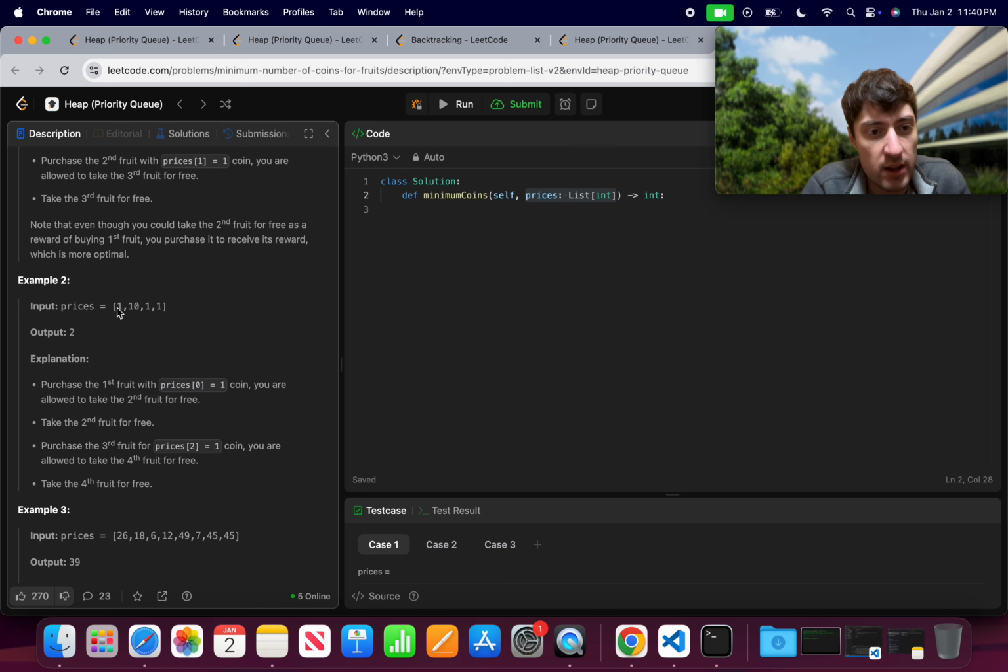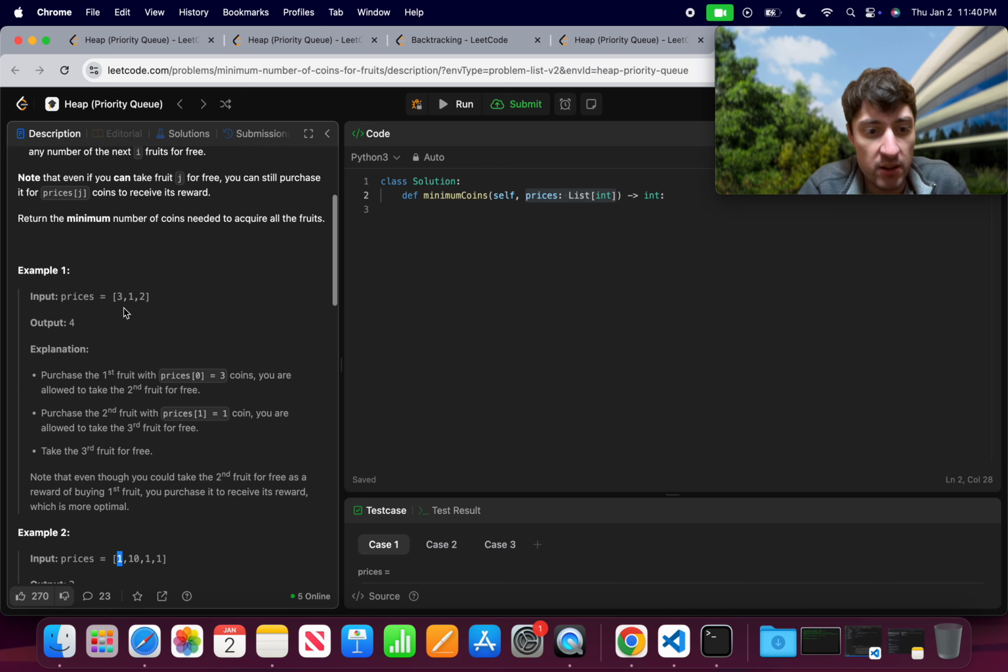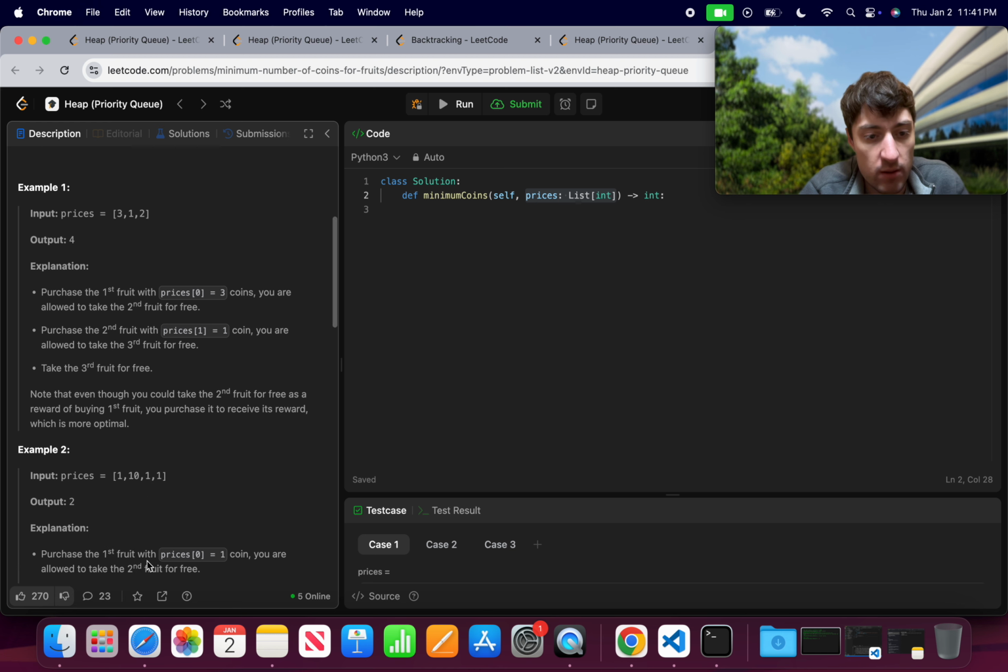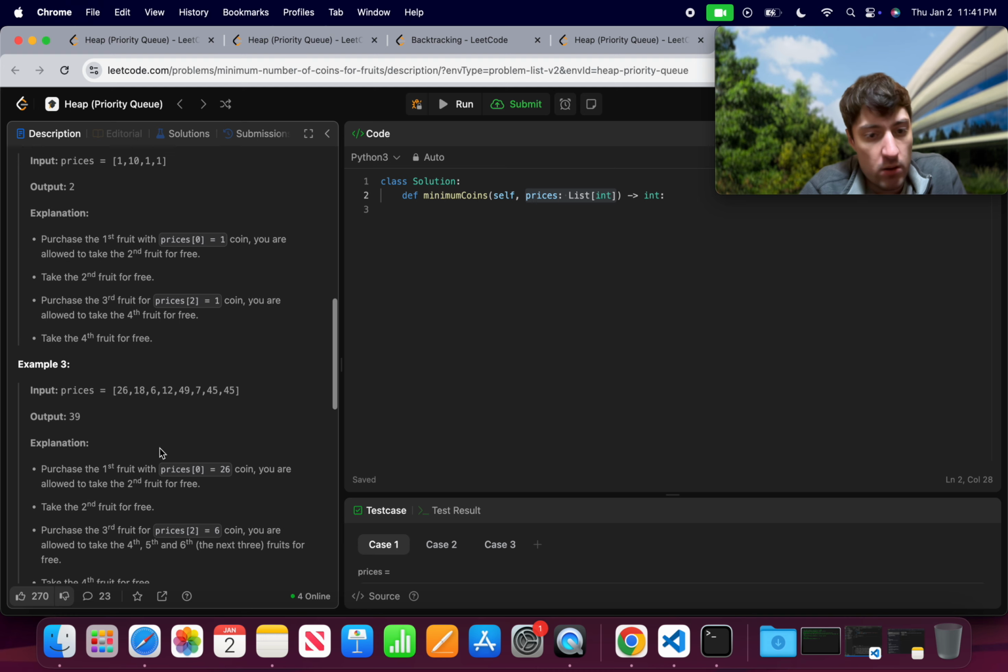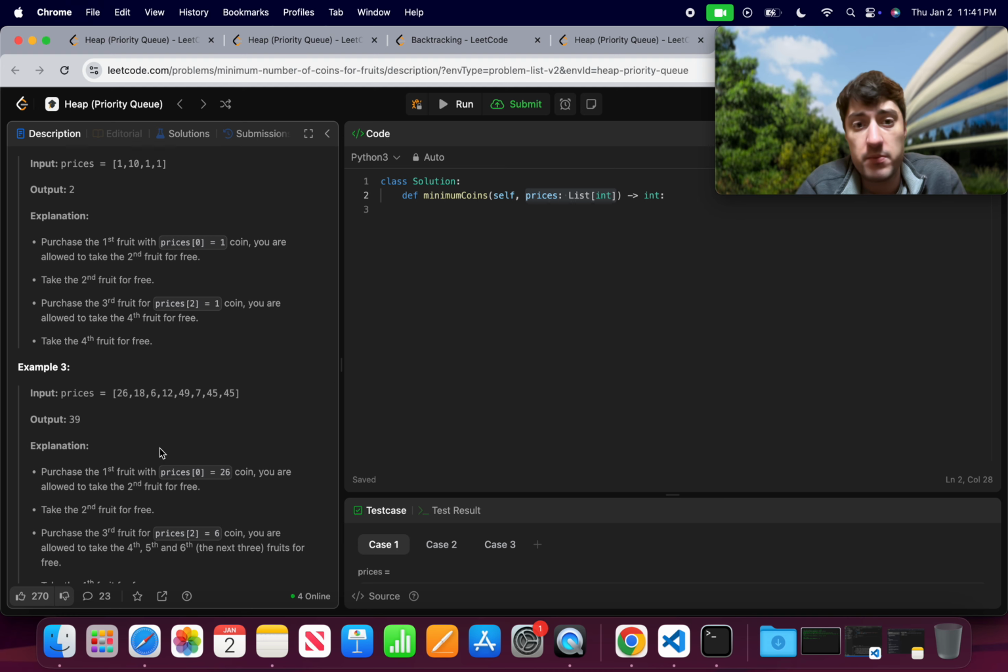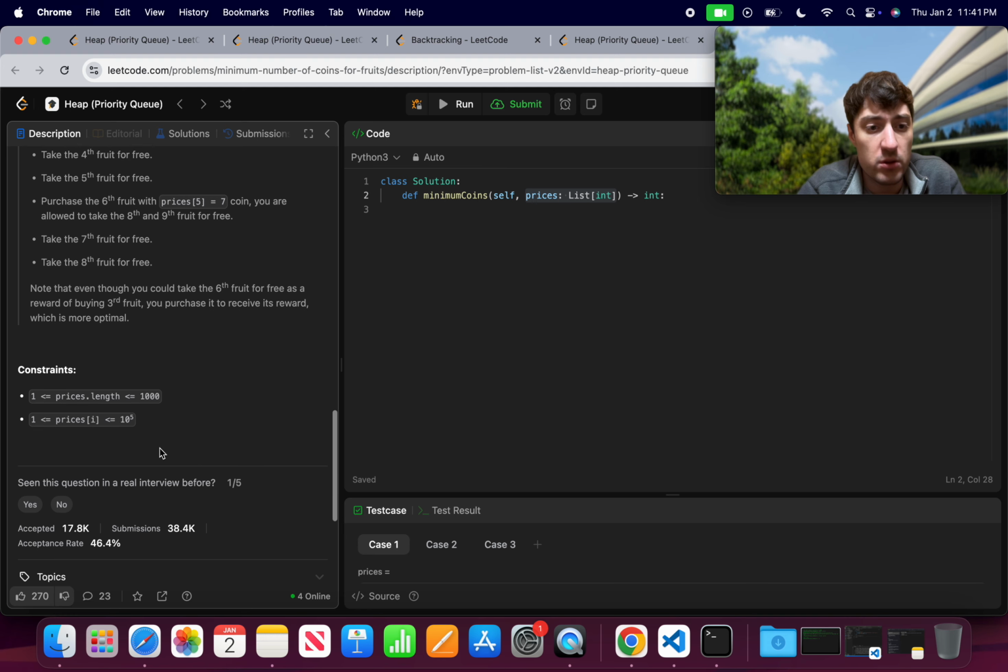So this one looks like I want to pay the price here. I want to take this one for free. I then want to pay this price and take this one for free. And so the output is going to be 2 right there. Yes. Now I think I understand what's going on.